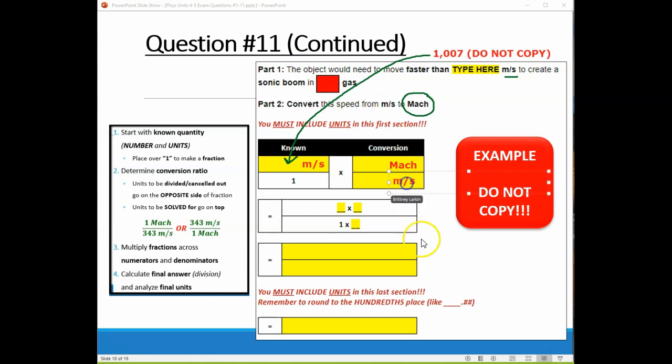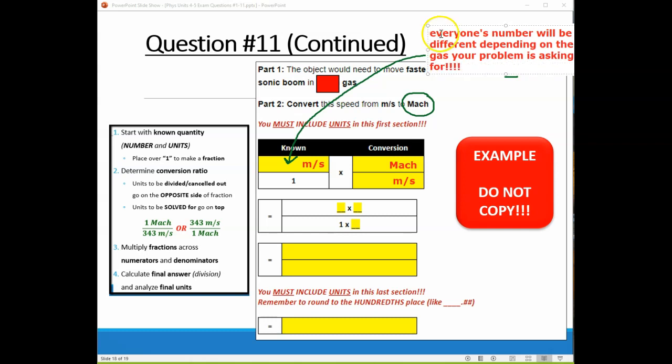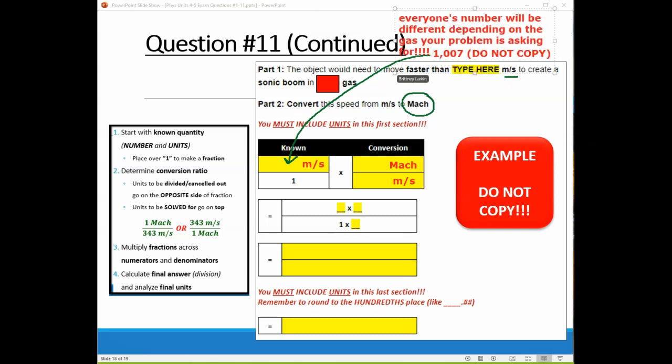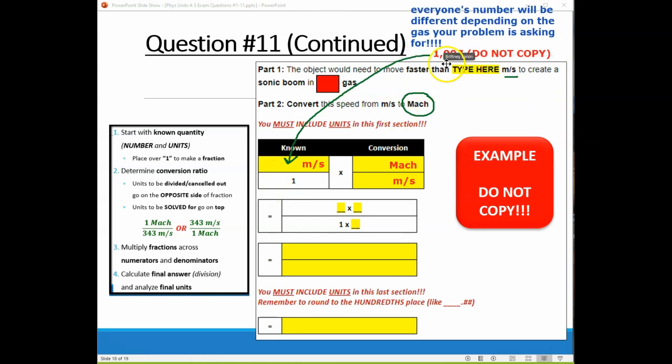Now again, we start off with the number that we know. Everyone's number will be different depending on the gas your problem is asking for. So don't copy my example. All right, I'm going to go ahead and just make that a different color. Whatever your number is, that's what goes into your node.